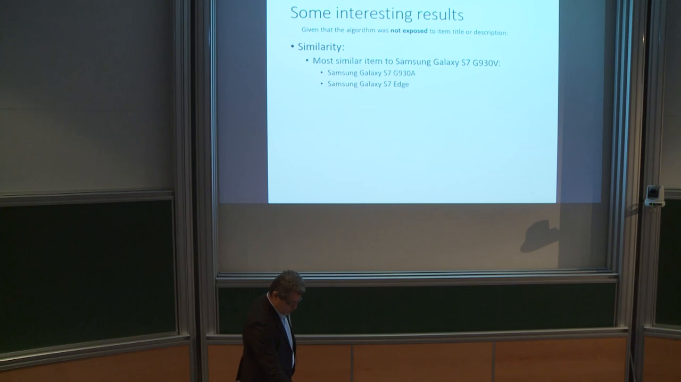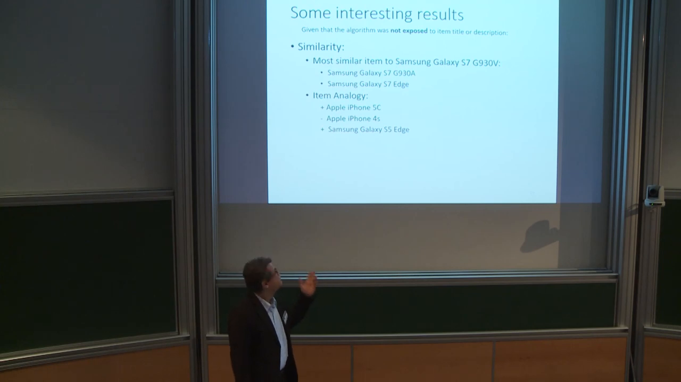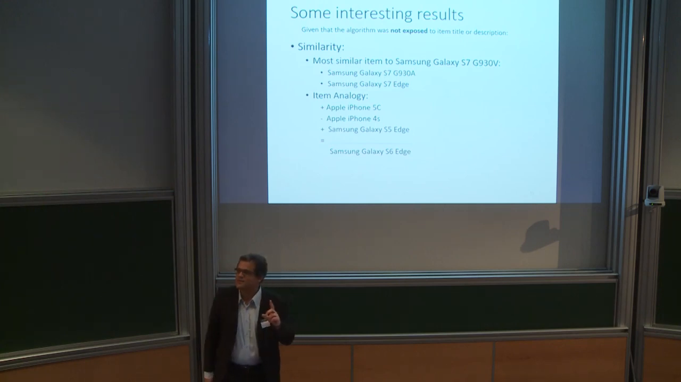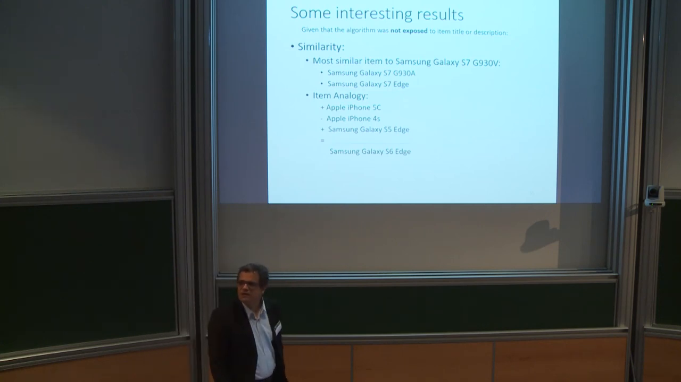But even more interesting is that we can answer analogies like in the case of words. You can do something like that. If you take Apple iPhone model 5C minus Apple iPhone 4S plus Samsung Galaxy S5 Edge, what do you get? Can you guess? Galaxy 6 in this case, right? Because you are removing the old one and then adding the new one, so you get the new version of Galaxy.